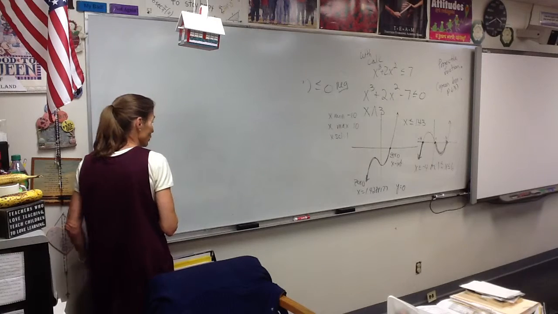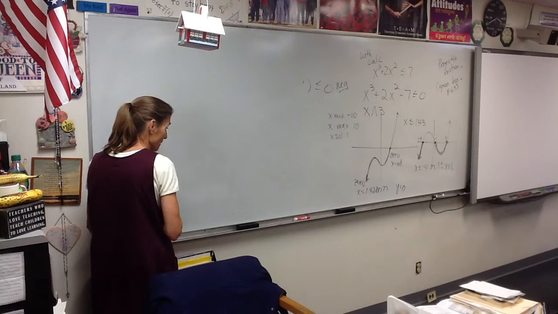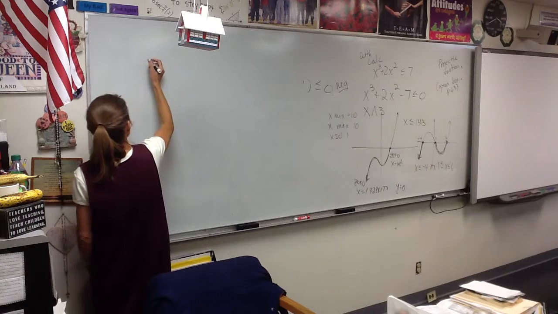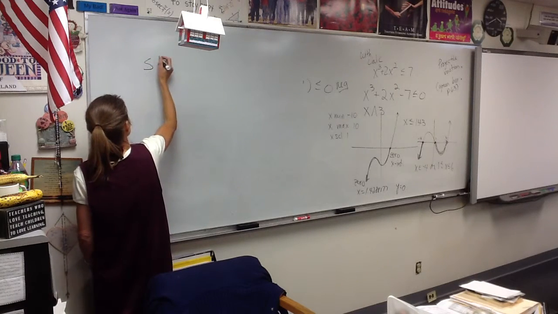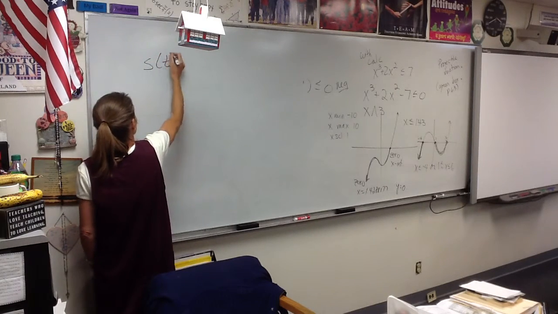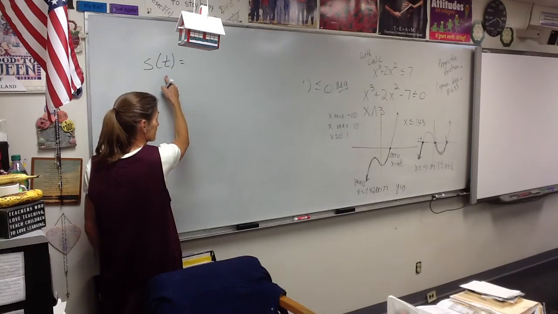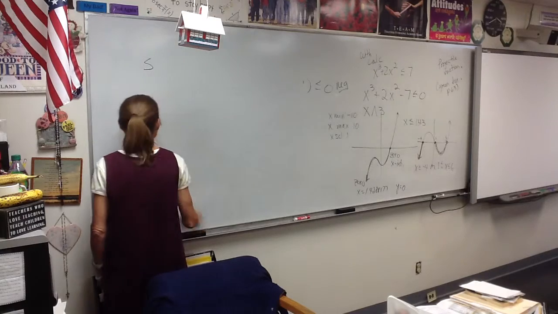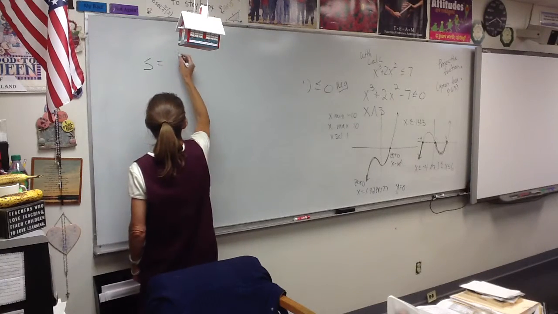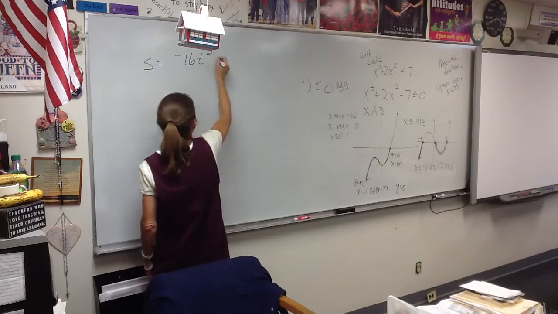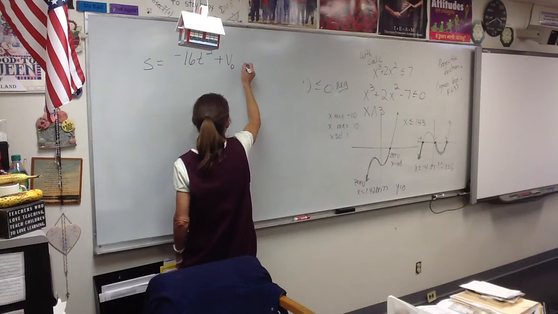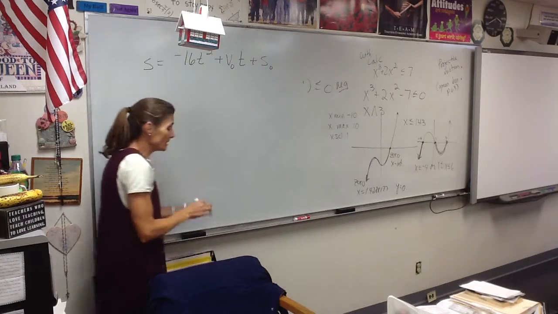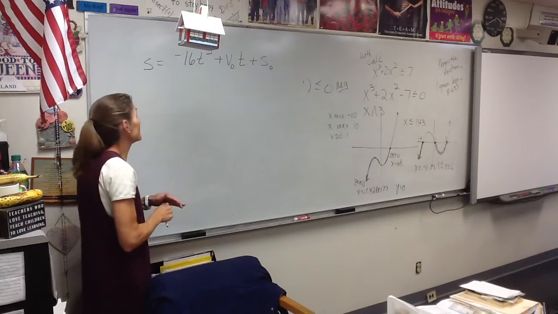Anybody have a book? Open to page 63 and see the green box up there at the top. What's it say? What's the formula for projectile motion? S equals negative 16. Does it say S of t or just S? Just S. So S equals negative 16 t squared plus v sub 0 t plus s sub 0. Okay. Now, let's talk about what all these letters mean.